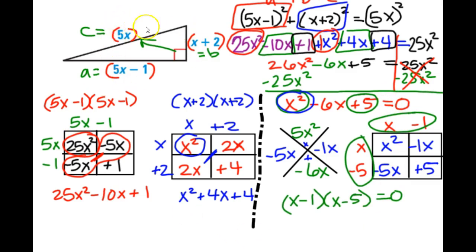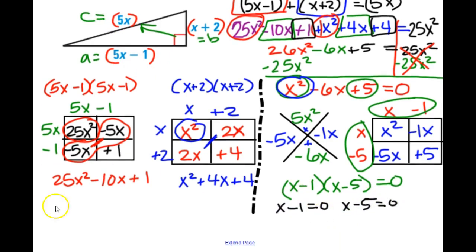We wanted to know what the side lengths were here. So we actually need to set both equal to 0. x minus 1 equal to 0 and x minus 5 equal to 0. So if we solve this, I'm going to add 1. So x equals 1. Or here, x equals 5.